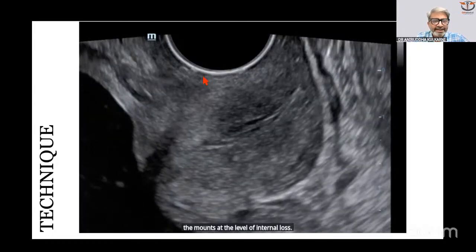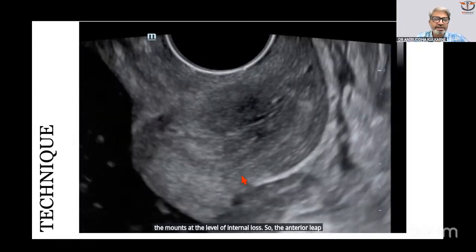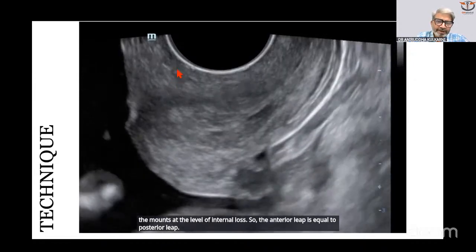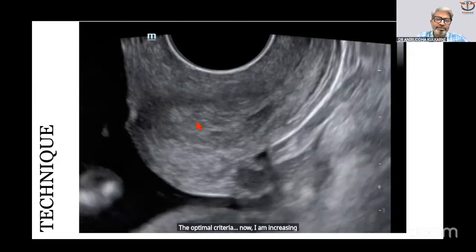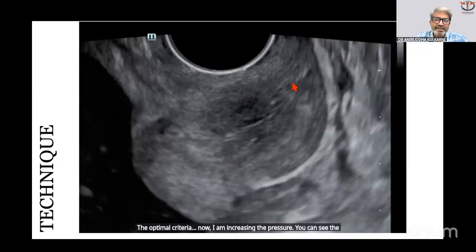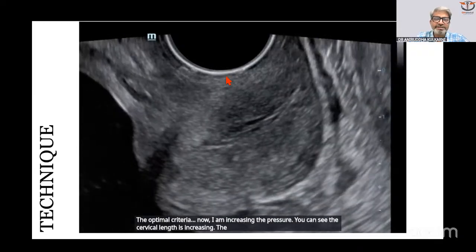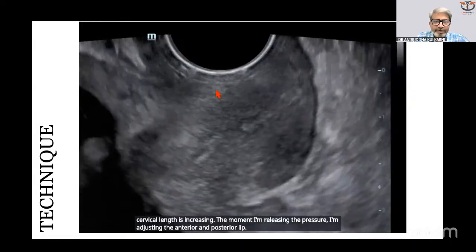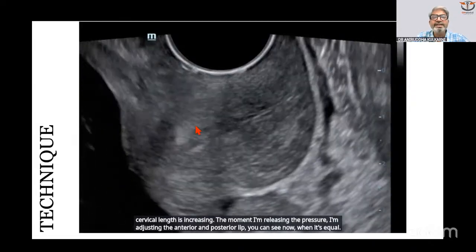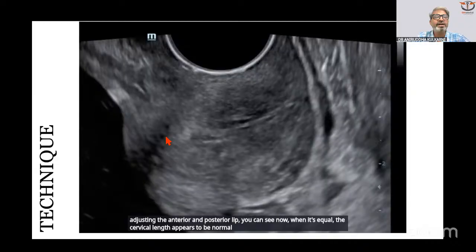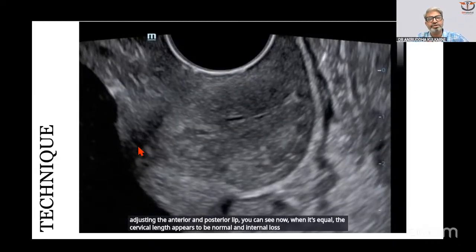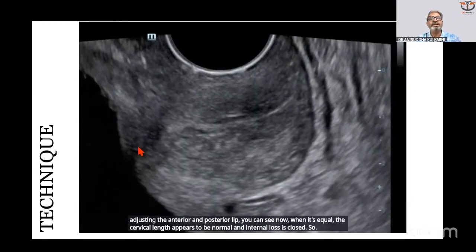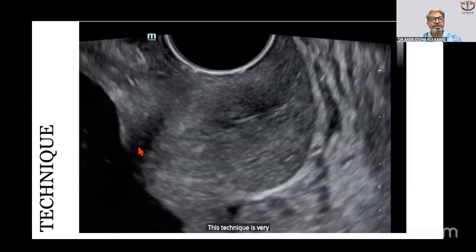And this is the mound at the level of internal os. So the anterior lip is equal to the posterior lip, the optimal criteria. Now I am increasing the pressure. You can see the cervical length is increasing. The moment I release the pressure and adjust the anterior and posterior lip, you can see that when they are equal, the cervical length appears normal and the internal os is closed. So this technique is very, very important.